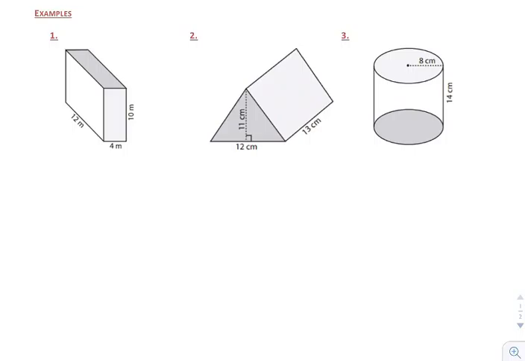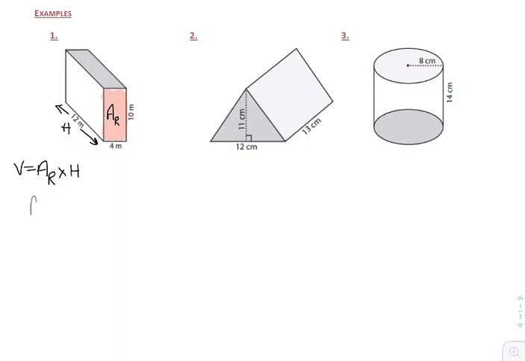Okay, so we're looking at the examples for volume of prisms or cylinders. The first example we're looking at is a rectangular prism where the front face is the 4x10 and then the height is the 12. So I'm going to label these as AR, or area of the rectangle, and height. So I put them into my formula V equals AR times height.